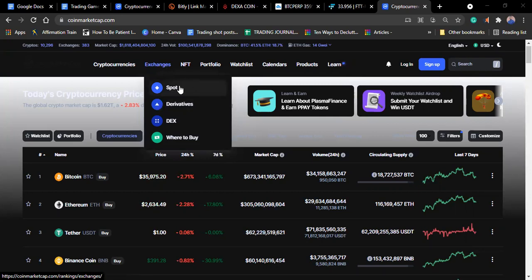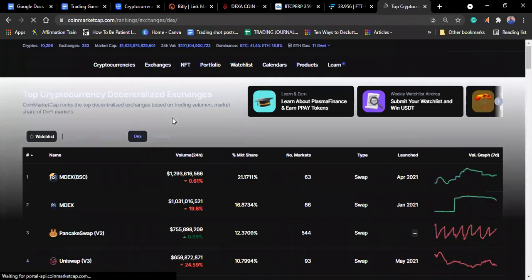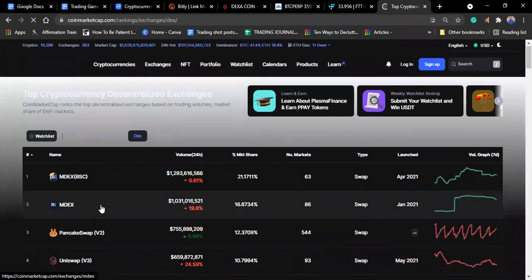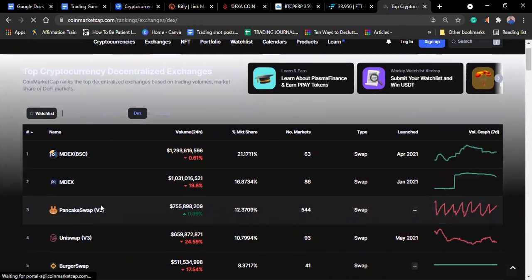So we looked at spot exchanges before. Today we want to look at decentralized exchanges. Now, a decentralized exchange, like I'm trying to explain, so you come to DEX, click on the decentralized exchange, then it will show you the list of all the decentralized exchanges.